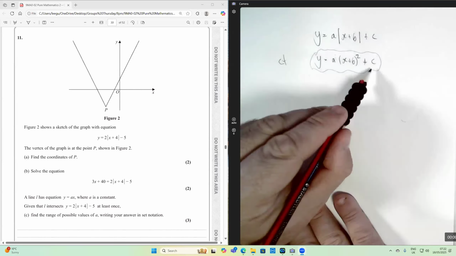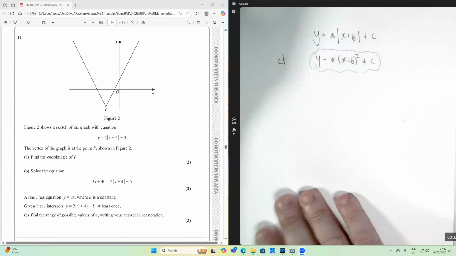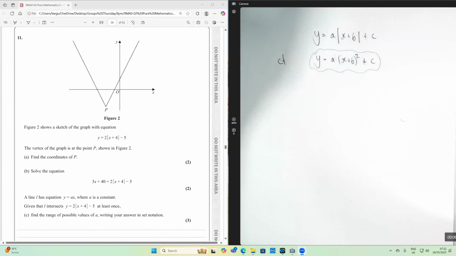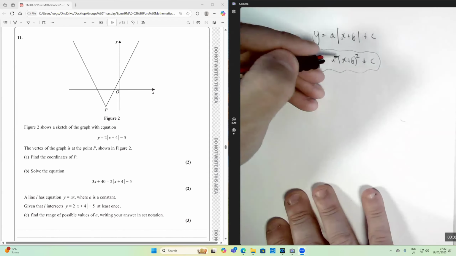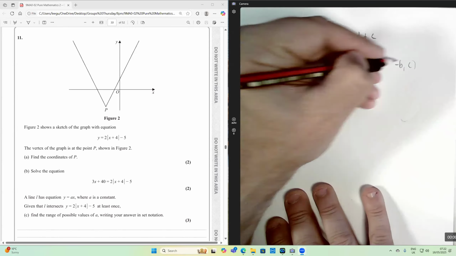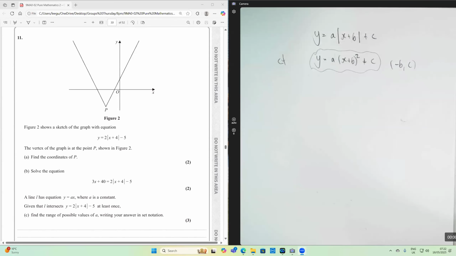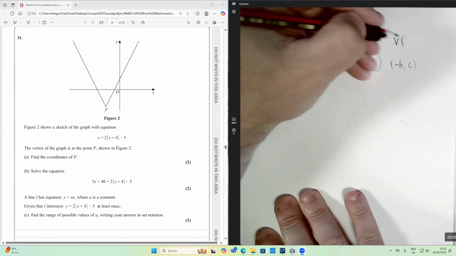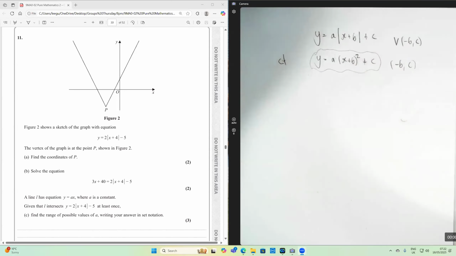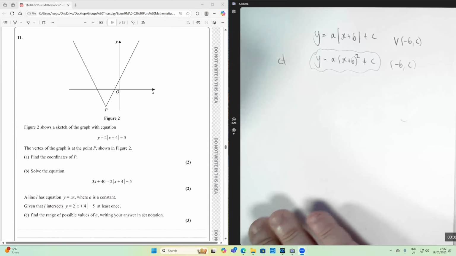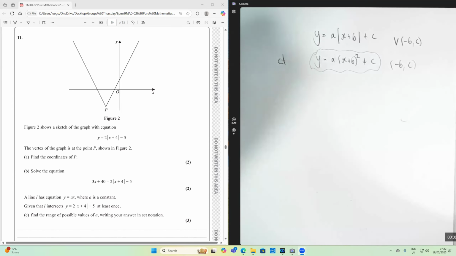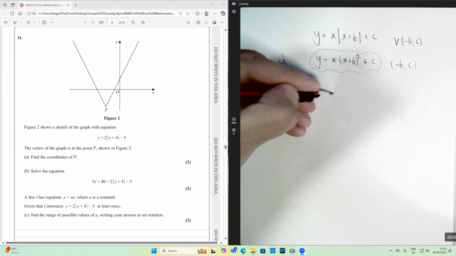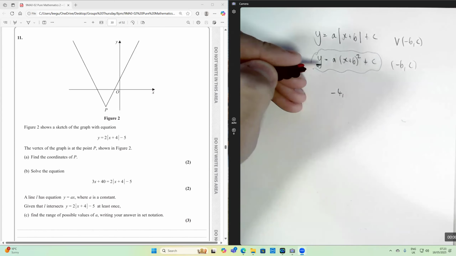Now we know from this type of form of a quadratic equation that the turning point is given by the coordinate minus b, c. Okay, and it's very similar here. We have that the vertex is also given by the coordinate minus b, c. So it works in the same way as finding the turning point in completing the square. Okay, so applying that idea to part A, we can see that the coordinates of the vertex are in fact going to be minus 4, minus 5.